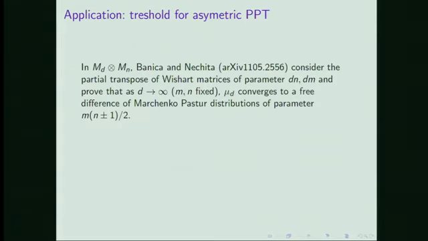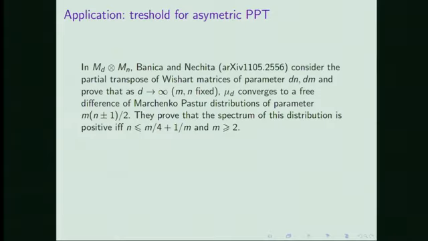as D goes to infinity, this converges towards some distribution, which I'm not going to describe. I'm just going to say that they proved that the spectrum of this distribution is positive if and only if... So you see, we have 2 parameters in the problem. We have N, which is the fixed size space, and we have M, which is the relative dimension of the environment. And the point is that the spectrum of the distribution is positive if and only if we have these 2 conditions: N is less than M over 4 plus 1 over M, and M is greater than 2.